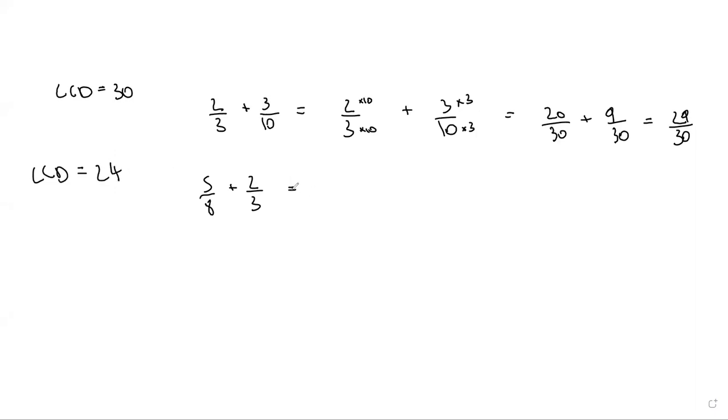So this is going to be, first one, 5/8. We want to multiply the bottom and the top by 3. Plus, next one, we need 8 times 8 times 8. So this is 15/24 plus 16/24. So that's 31/24.